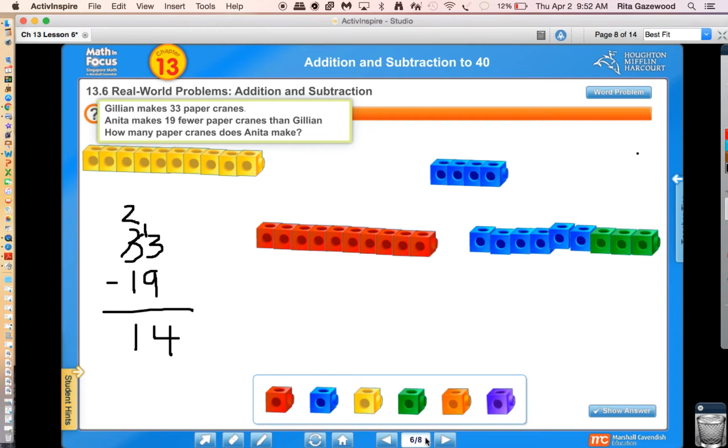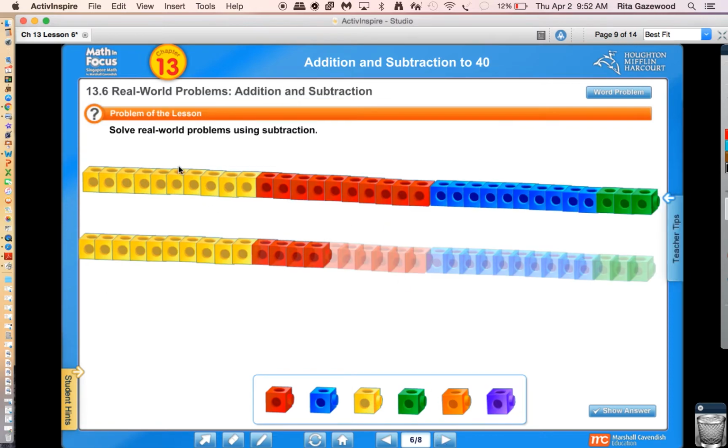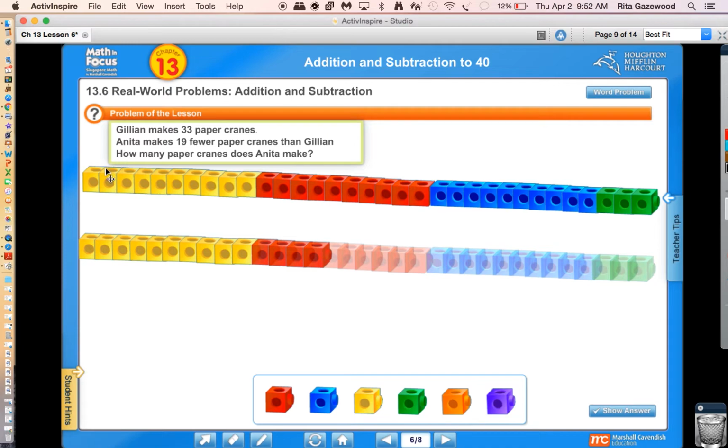Now we're going to go to the next slide to check our work. Let's remember what the problem is. Jillian made 33 paper cranes. So here's Jillian's 33 paper cranes. Anita made 19 fewer paper cranes than Jillian. So I didn't really take anything away, but I'm hiding them by just making them much lighter. So there's the 19 fewer.